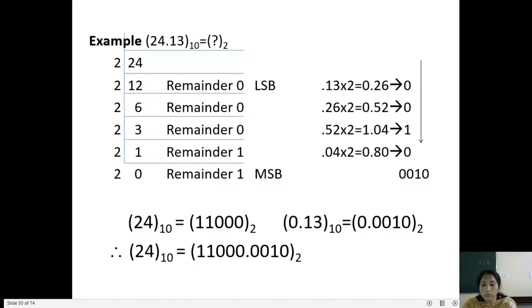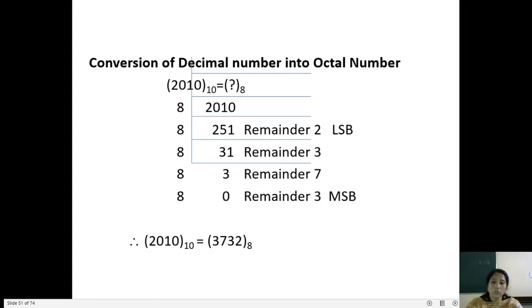And for 24, we continuously divided and got the remainders. Here you can observe, I am keeping the value from bottom to top: 1 1 0 0 0. For the fraction, top to bottom: 0 0 1 0. Okay, and finally we got 24 base 10 is equal to 11000.0010.